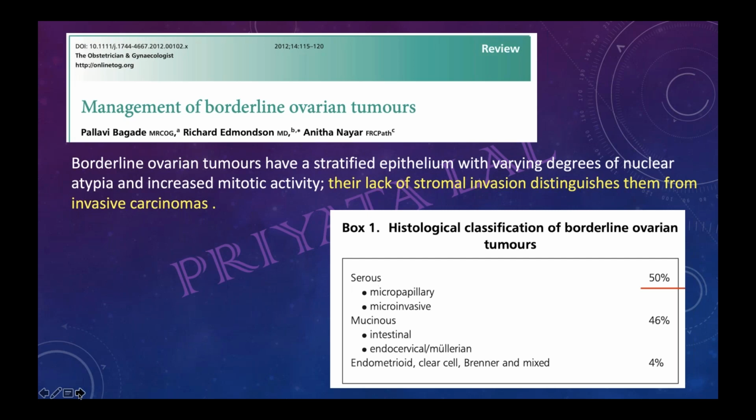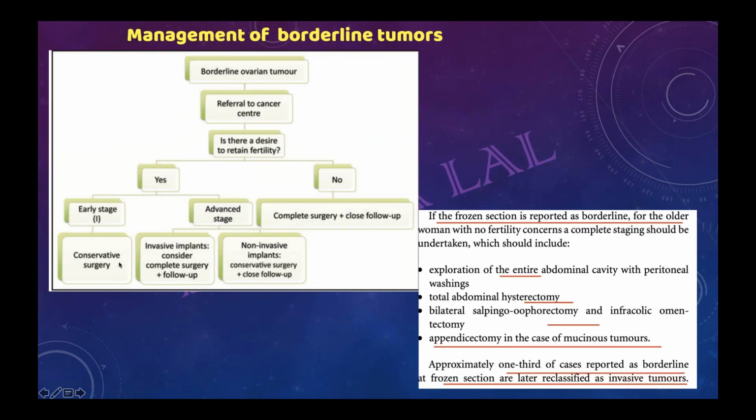Serous is the commonest type. What could be the treatment for borderline ovarian tumor? This is a treatment flow chart from a very old talk, but it helps in answering if a borderline question comes. Refer to a cancer center. If she desires fertility, conservative surgery will be done. If the patient has advanced stage or no desire for fertility, complete surgery will be done: TH, BSO, appendicectomy in mucinous. Lymph nodes are not removed or assessed.